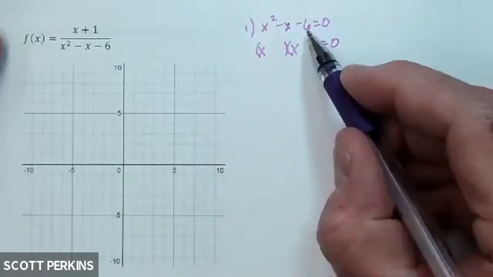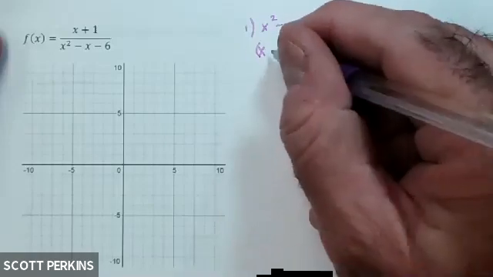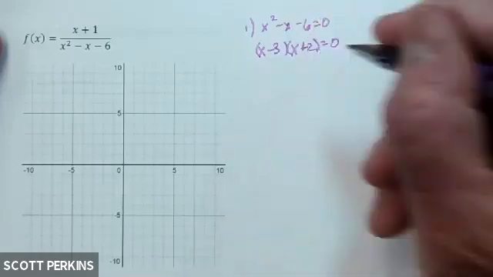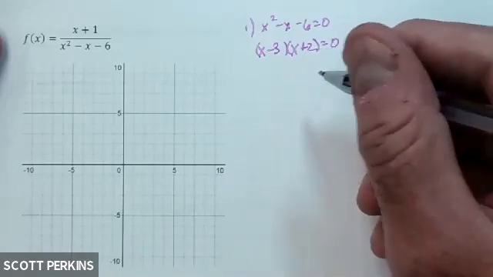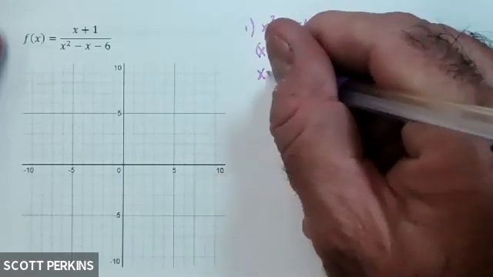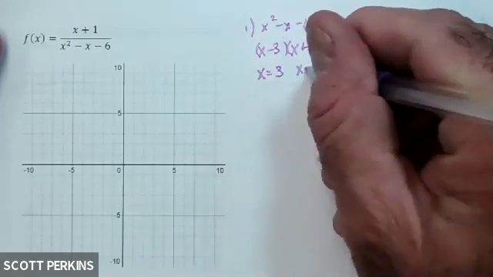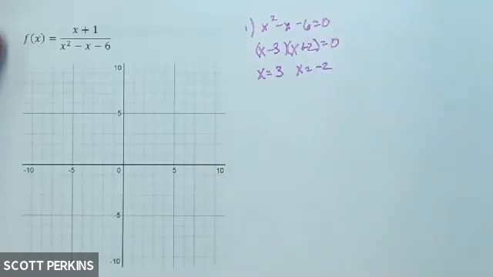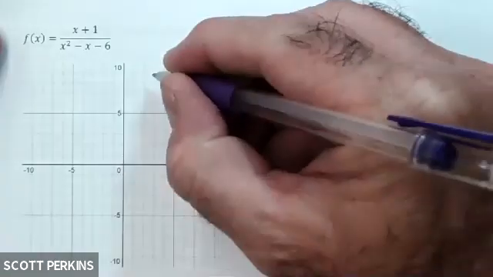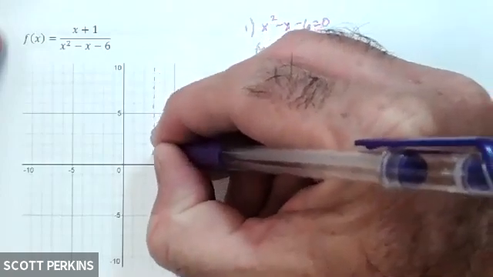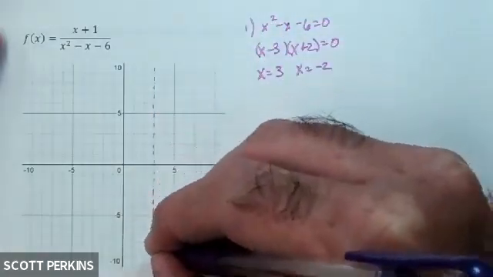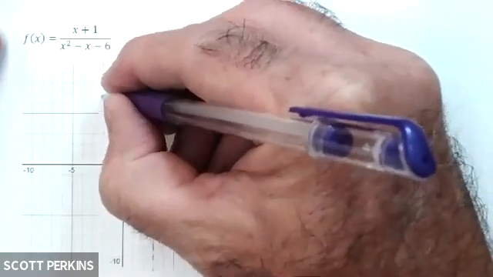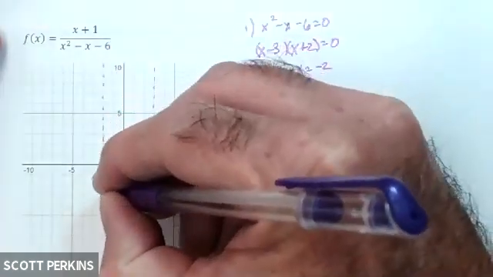The 2 factors of -6 that add up to -1 are -3 and +2. So that means my two vertical asymptotes are the x value 3 and the x value -2. So there's 2. I'm going to make a nice dotted line here at the x value 3. And then I'm going to make a dotted line at the x value -2.